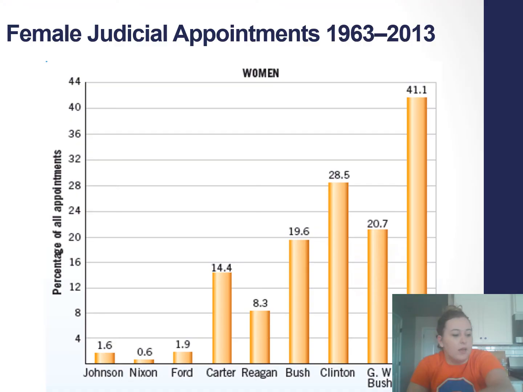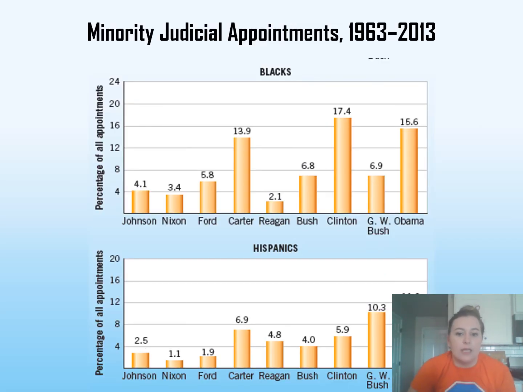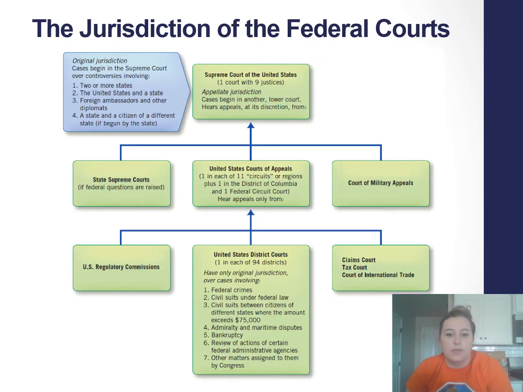All right, you guys have this. You can take a look at this if you want. This is just female judicial appointments and minority judicial appointments, and then this is in your chart. So you can take a look at this. This is just kind of how the flow of the federal courts works. On the next slide here, we have types of jurisdiction.